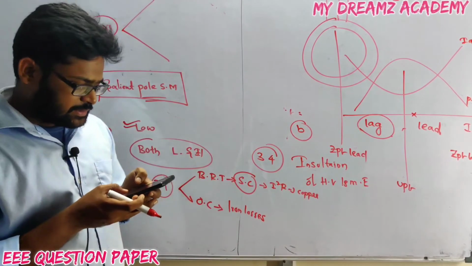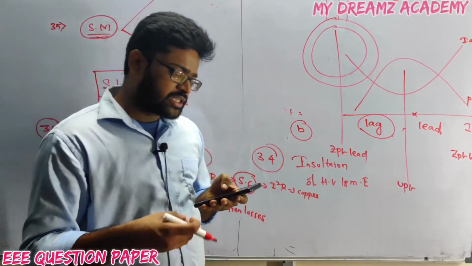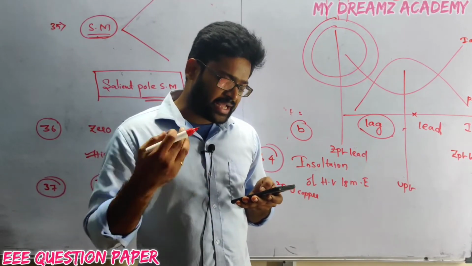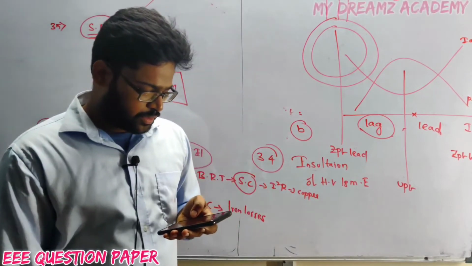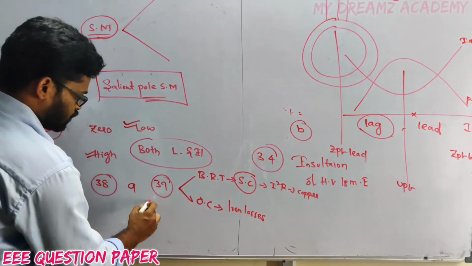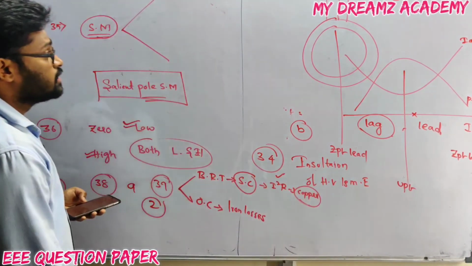So the question is, the power input in a blocked rotor test performed on a 3-phase induction motor is approximately equal to hysteresis losses in the core? No. I square R losses in the winding? Yes, it is correct. So option 2 is correct, that is I square R losses, that is nothing but copper losses.